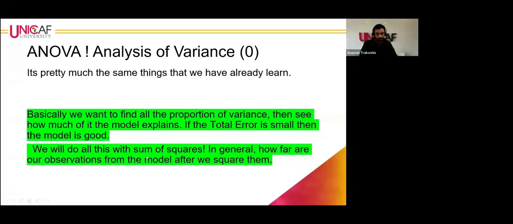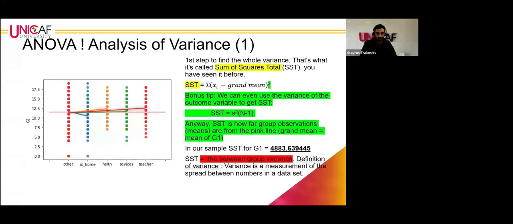We will do all this with sum of squares, so we will calculate different types of error, then square it up, sum it up, divide it with the degrees of freedom and find some number. This number will tell us how far our observations are from the model and different kinds of models. So the first step is to find the whole variance.